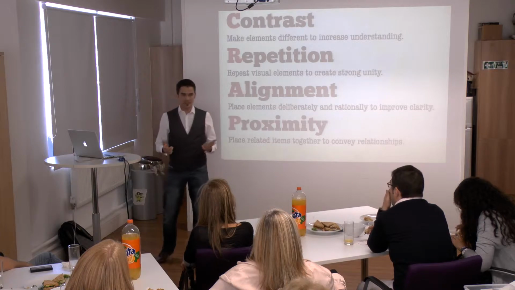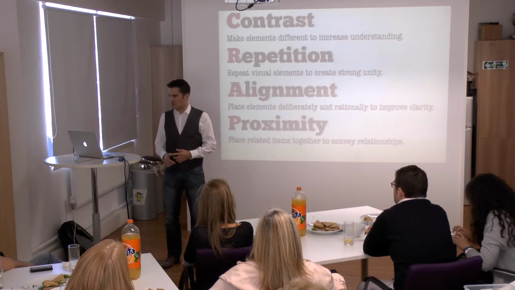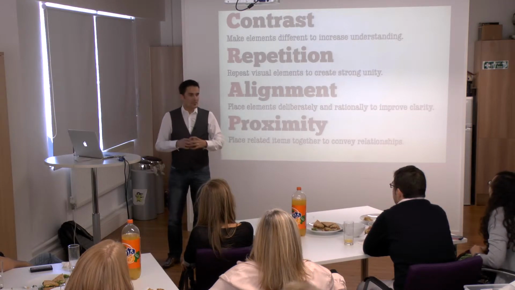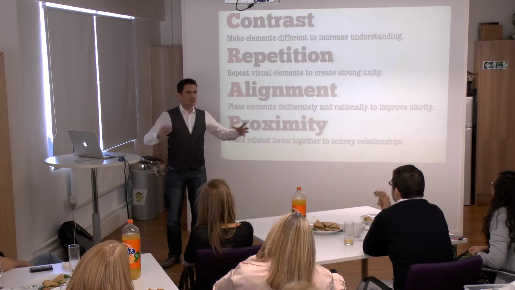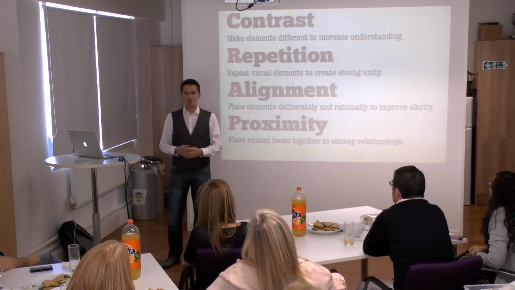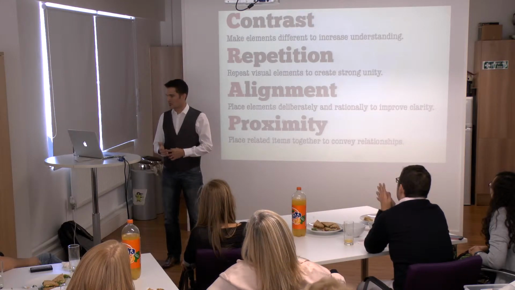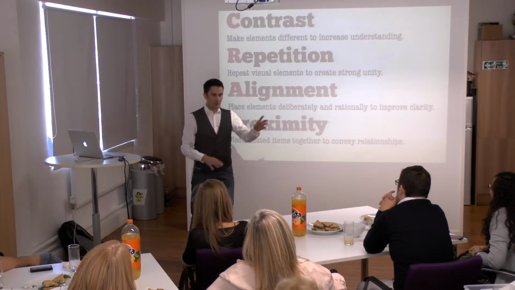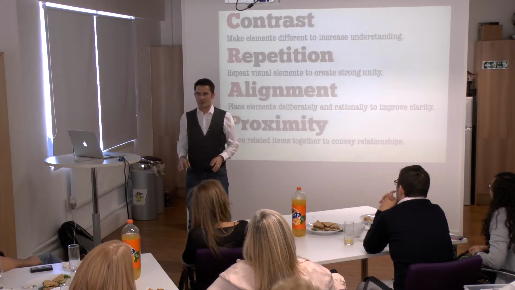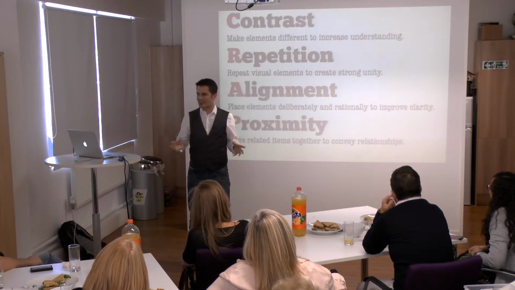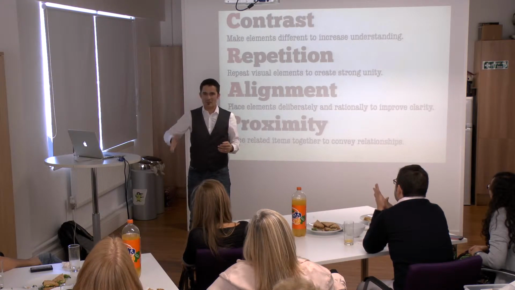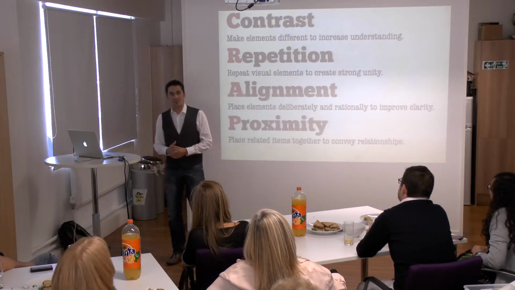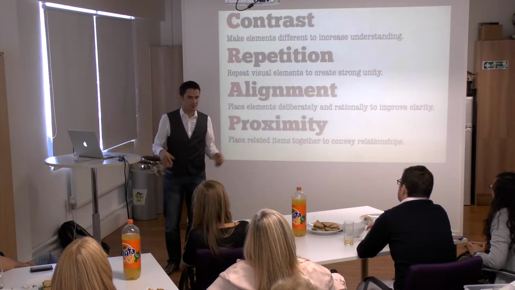Elements that are different, make them different. That should stand out. Repetition: if you have visual elements, repeat them. That creates a kind of unity throughout your presentations, throughout your product. Alignment: if stuff is just placed in an ordinary way on a piece of paper or on a website, it's kind of a strange thing. Try to align stuff. And then proximity: stuff that belongs together, place it together.